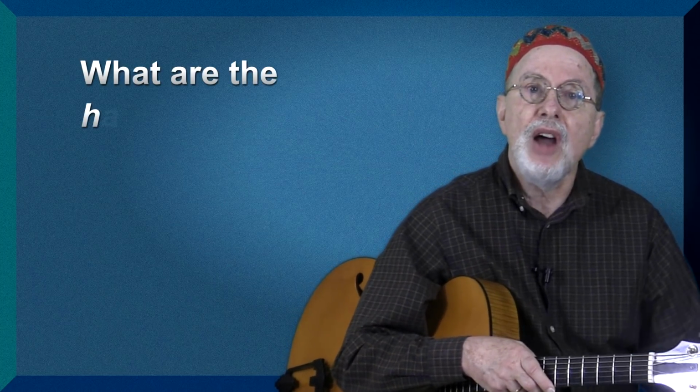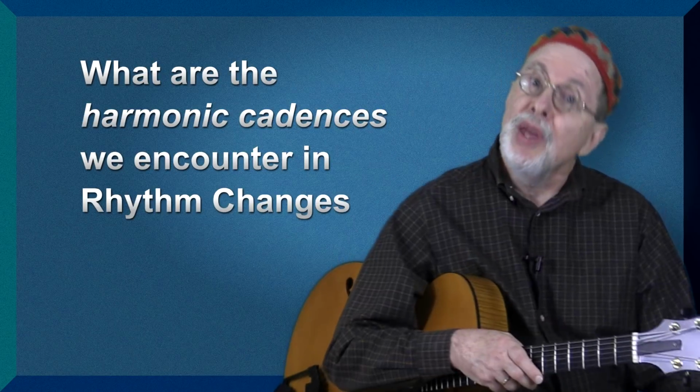Now, I'm sure you've heard of 2-5-1s or 1-4-5 progressions. These are harmonic cadences and they reappear over and over again, sometimes disguised within different tunes. Therefore, if we take the time to master them in different keys and tempos, when we encounter them again in a new standard, they will appear as familiar, frequently traveled roads. This alone will greatly shorten the time it takes us to learn a new tune. So having said that, what are the harmonic cadences we encounter in rhythm changes?